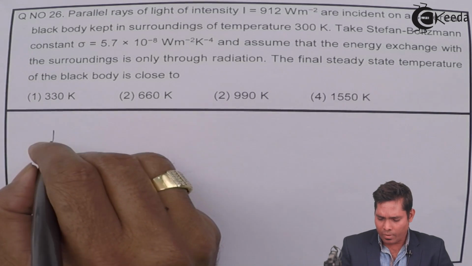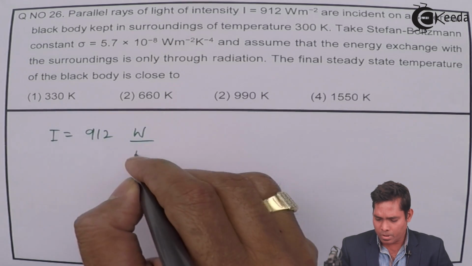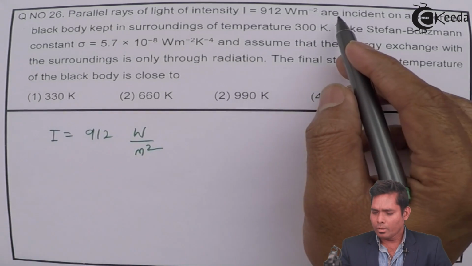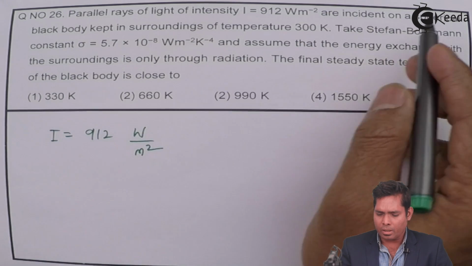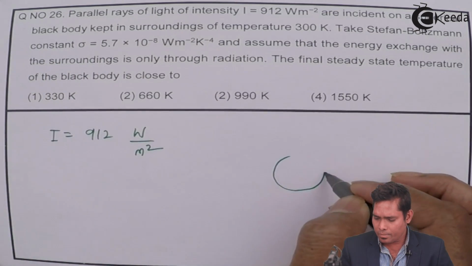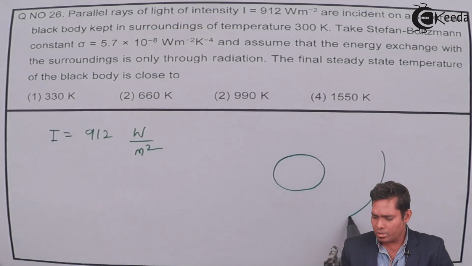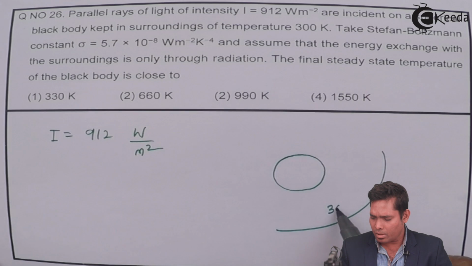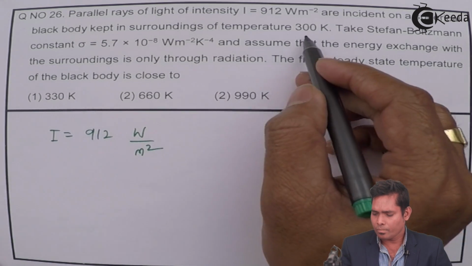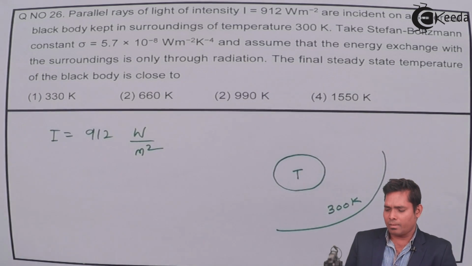So the intensity of light given is 912 watt per meter square, and the rays are incident on a spherical body kept in a surrounding. The temperature of the surrounding is 300 Kelvin. The body temperature is not given, suppose that it is T Kelvin.